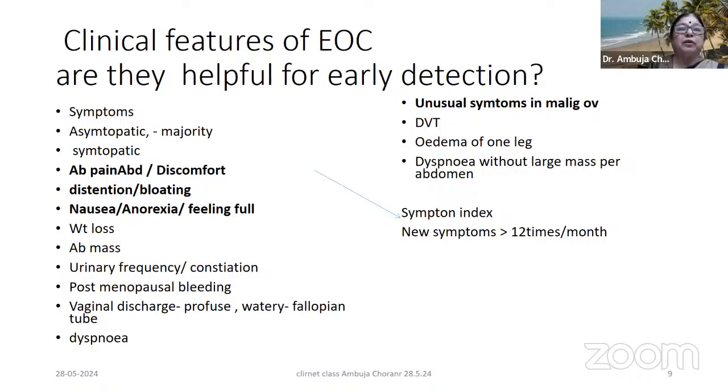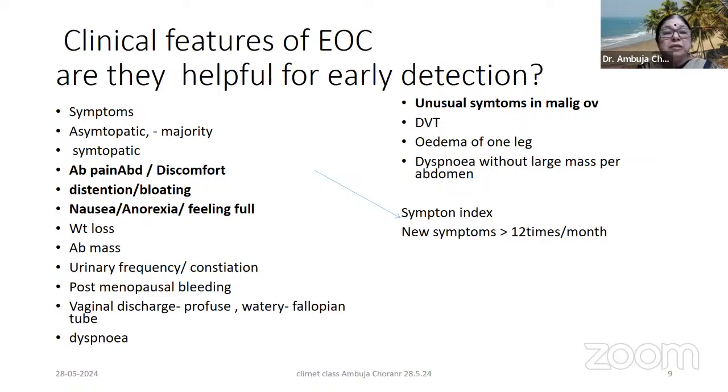And clinical features of unusual symptoms of ovarian malignancy also you should remember. That is, DVT is one, and edema of one leg. Any time if they come, because we know filariasis is the one which gives edema of one leg most of the times. But in old age, if edema is present, suspect that it can be ovarian malignancy. Deep vein thrombosis, you should never forget. And dyspnea without a large mass per abdomen. Previously she was a normal person; if she suddenly develops dyspnea, think that there is some malignancy somewhere.